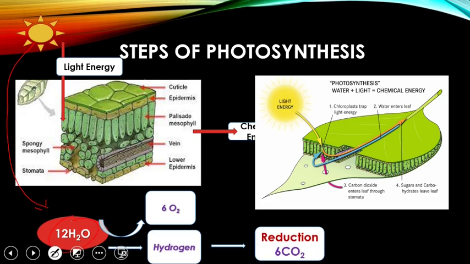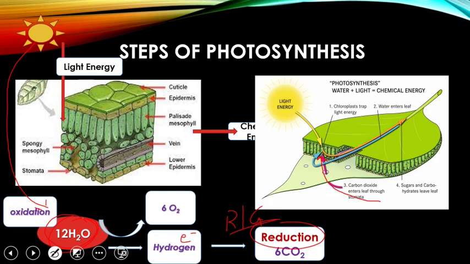From where is the carbon dioxide coming? It is coming from the atmosphere, from the stomata, entering inside. So this carbon dioxide accepts the electron from whom? From water. So carbon dioxide undergoes reduction. I told you reduction is gaining, right? Reduction is gaining of electron. Carbon dioxide accepts the electron from the hydrogen and it undergoes reduction. Who is losing electron? Water molecule is losing electron. So what happens to the water molecule? Oxidation takes place. Remember the formula again.